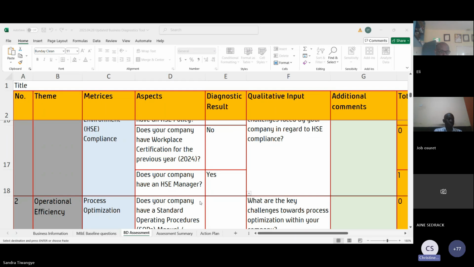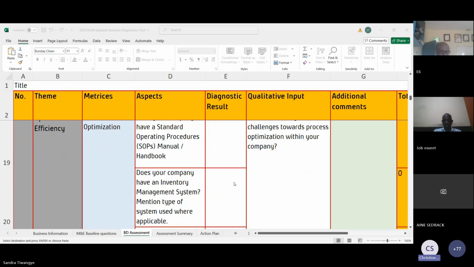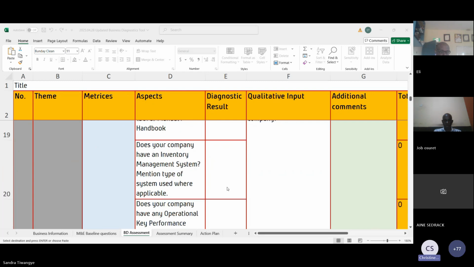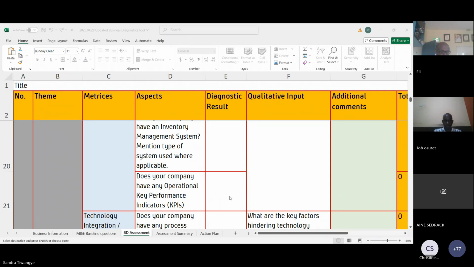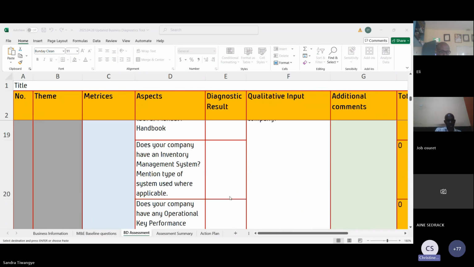Okay, let's bank the Q&A for now and move on to operational efficiency. We want to know, do you have any manual or handbook for standard operating procedures? Do you have any inventory management system? And if yes, mention which ones. Do you have any operational key performance indicators? And for process optimization, we could have a brief input from Matabakas on what we mean by inventory management, some examples, and any examples for operational key performance indicators.